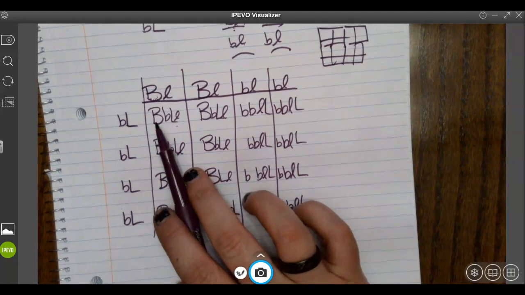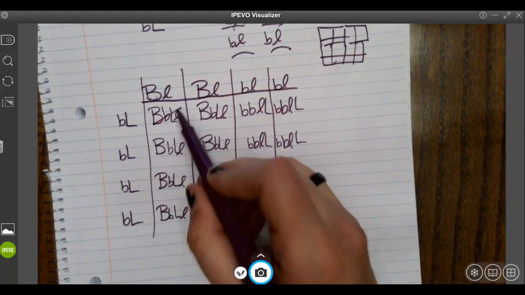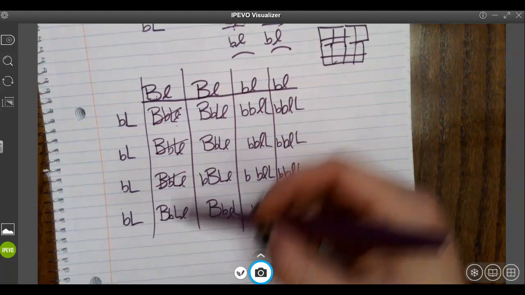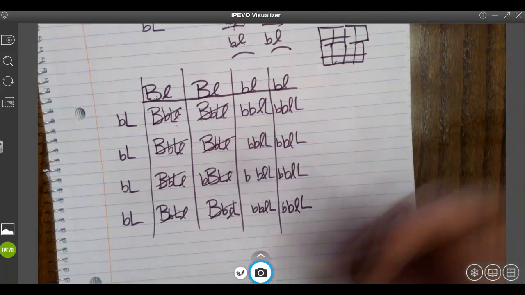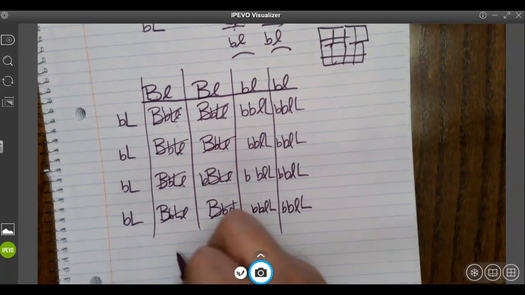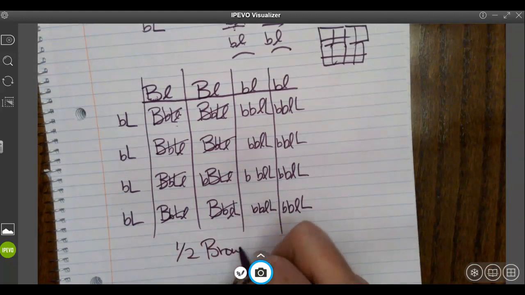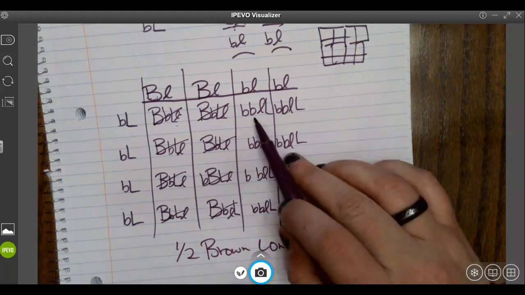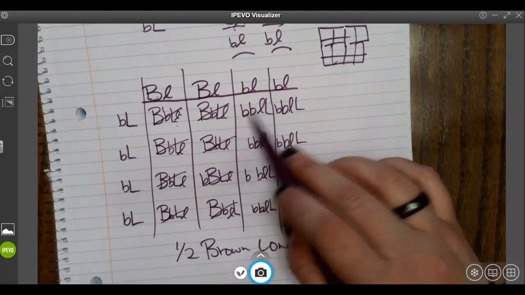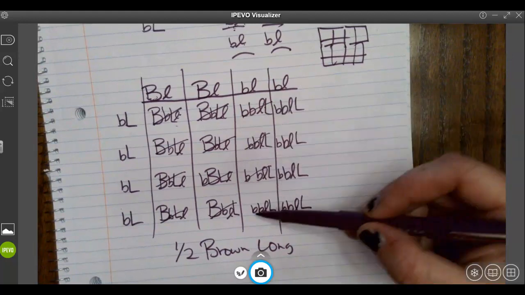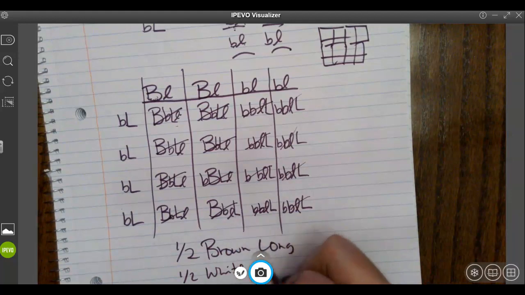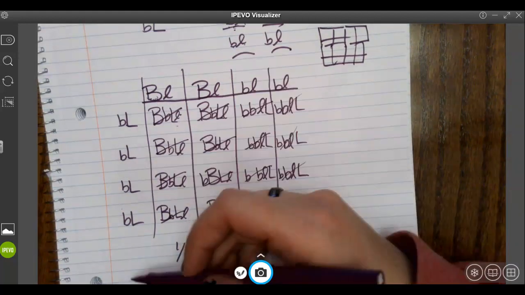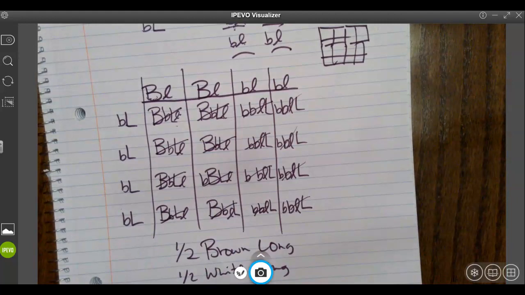So this individual is going to be brown and long, and I have 1, 2, 3, 4, 5, 6, 7, 8 of these 16, so half will be brown and long, and then this one is white long. 1, 2, 3, 4, 5, 6, 7, 8. The other half are white and long. So if these two individuals have a baby, there's a 50% chance that it will be brown with long hair and a 50% chance that it will be white with long hair.